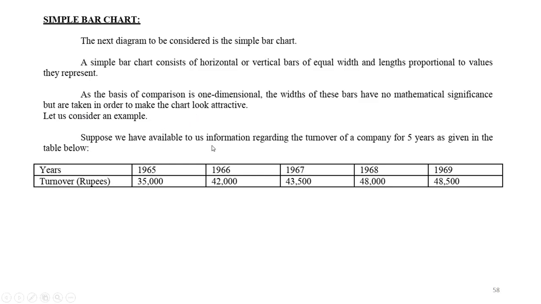Suppose we have available to us information regarding the turnover of a company for 5 years. In 1965, the turnover was 35,000. In 1966, the turnover was 42,000. In 1967 it was 43,500. In 1968, 48,000. In 1969, 48,500.